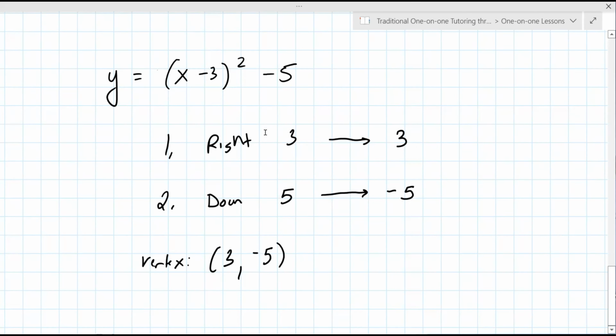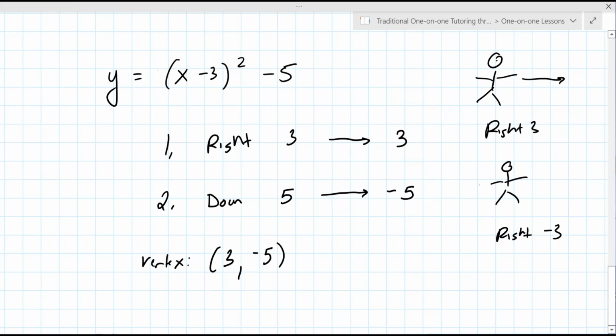Back to that point here, like if you tell your friend to go right 3, he goes right 3. Yeah. But if you tell your friend to go right -3, he should actually go left, which is weird, but that's what it would be.